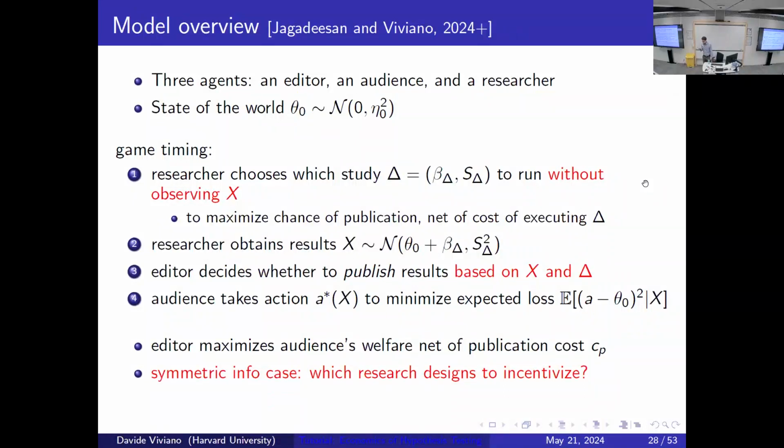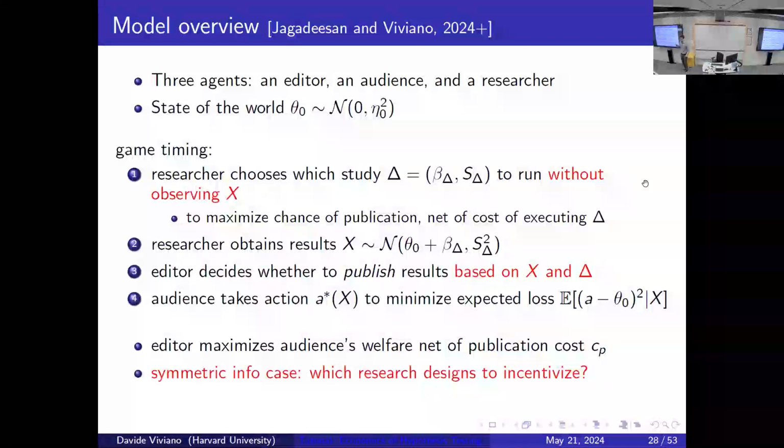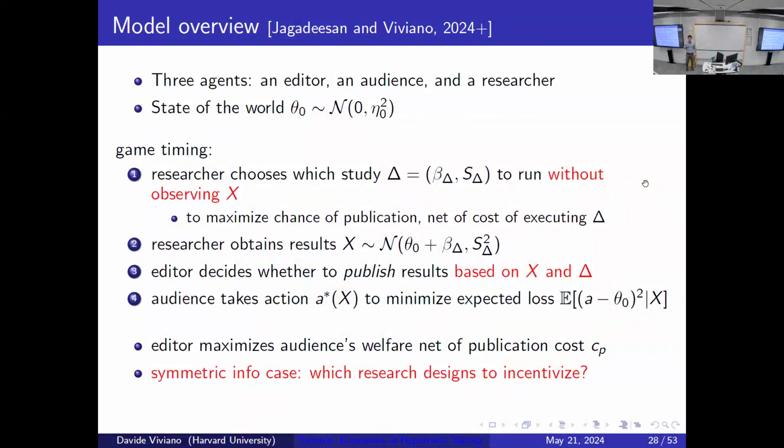And so we can think about 2 different scenarios. One scenario where the researcher chooses the design but does not observe X, so there's no p-hacking, but the editor is sophisticated about the bias. So what we're going to do is 2 different things. The first is where the editor does not observe beta, and the second is where the editor observes it.